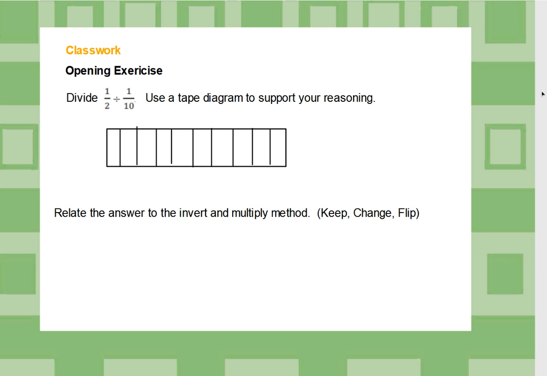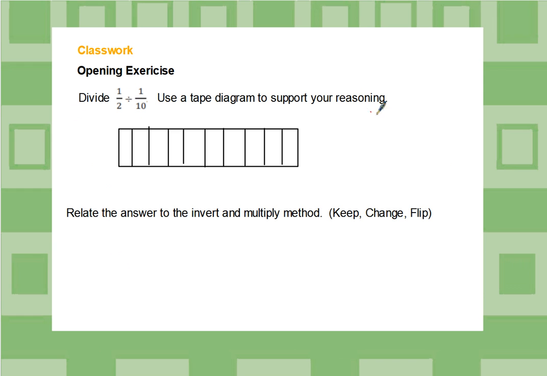So first thing we're going to do is take a look at the opening problem, and it says to divide 1/2 by 1/10 using a tape diagram. So go ahead and sketch a really quick tape diagram. Now, the reason mine is already cut, where did I get that? Well, remember that we look back to our denominators. And what do 2 and 10 both have in common? Right, their least common multiple is 10.